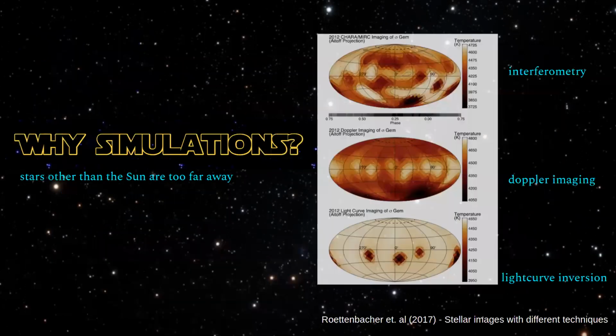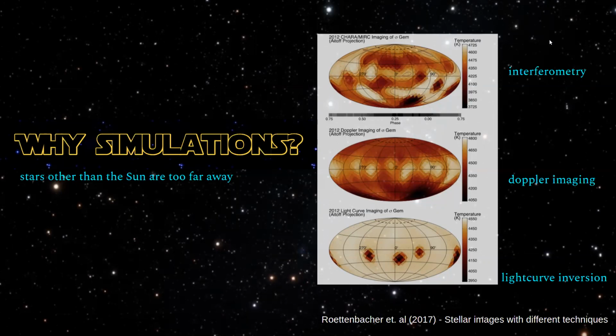Right. So why do we need simulations? The simple answer is that stars other than the sun are just too far away. A lot of you here are observers, and you would know better than me what the difficulties are of resolving surface features on other stars.